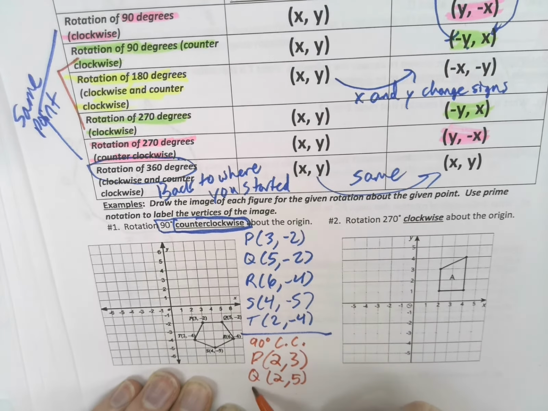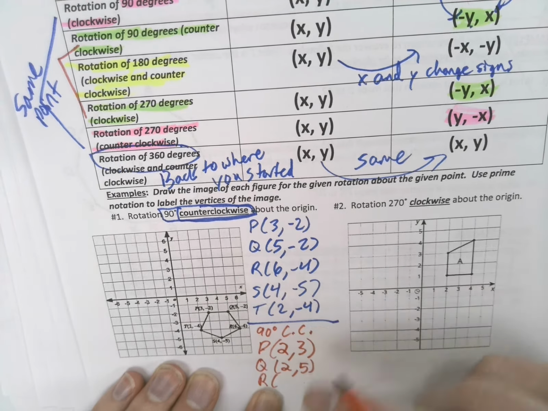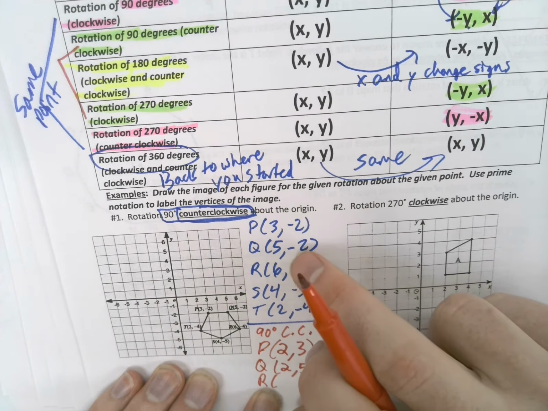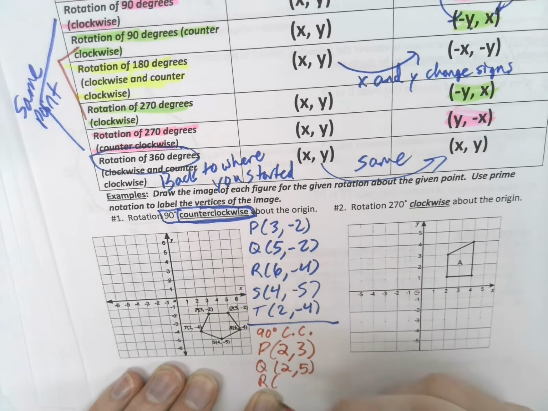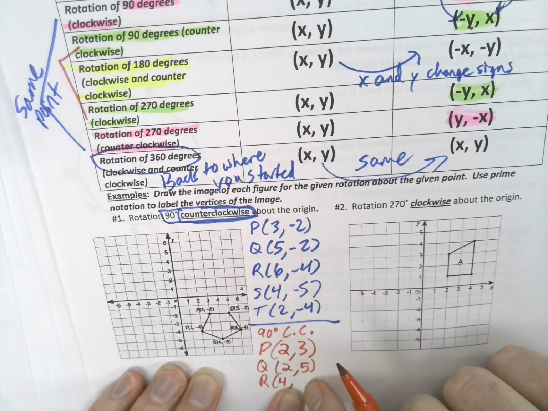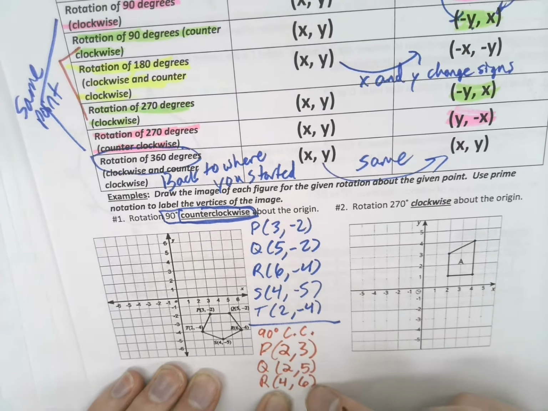Okay? Then we go R, and I know this is a little confusing, guys, but stick with me. X is going to be whatever the opposite sign of Y was. So R's Y was -4. That means our X is going to be +4. And then our Y value is going to be whatever the X of R was. So that is 6. You guys are probably starting to catch on now.